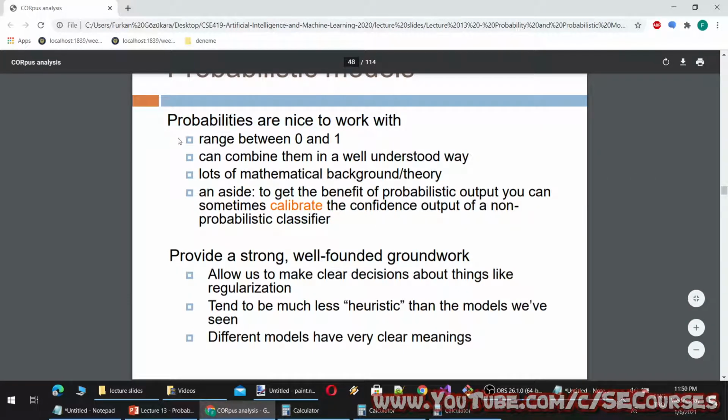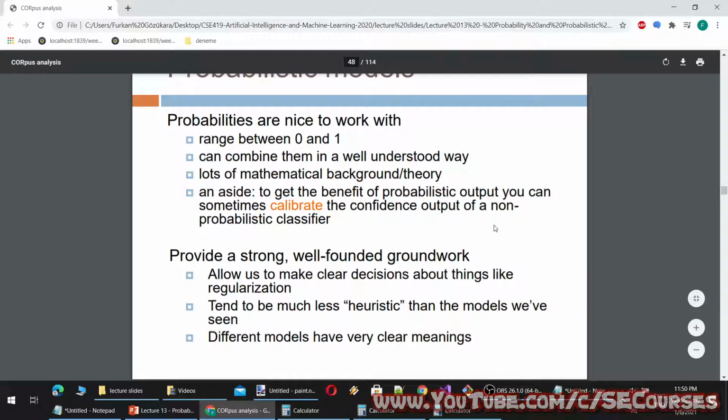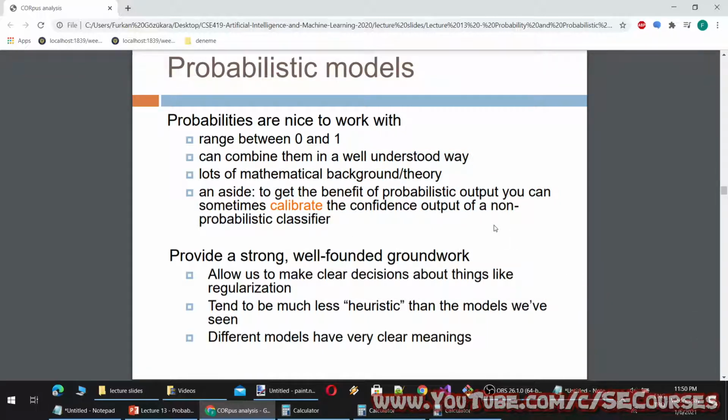Probabilities are nice to work with. They range between 0 and 1, and we can combine them in a well-understood way. There is lots of mathematical background and theory, aside from getting the benefit of probabilistic output. You can sometimes calibrate the confidence output of a non-probabilistic classifier.